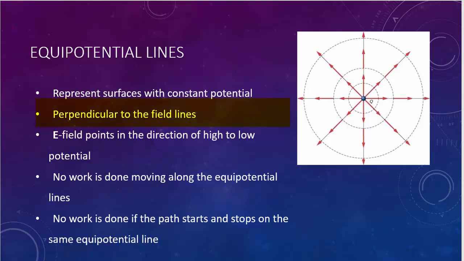Last piece that's important is when you're drawing them, they're always perpendicular to the field lines. So if you know where the field lines are, you can draw the equipotential lines. They don't cross each other. They just cross the field lines at a 90-degree angle.